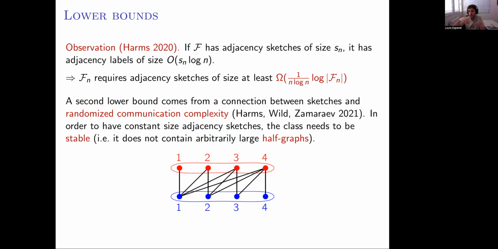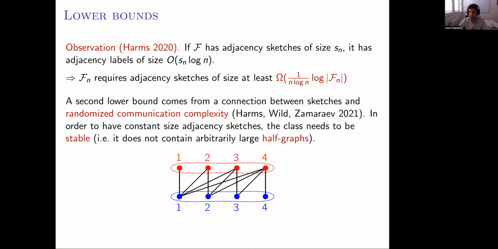And if you do have such half graphs of arbitrary large size inside the graphs of your family, then you can't have adjacency sketches of constant size. The reason is that if you did have this, you could encode the greater-than problem in communication complexity, and that doesn't have any constant randomized communication protocols. All right, so these are two very different lower bounds now, instead of just one.